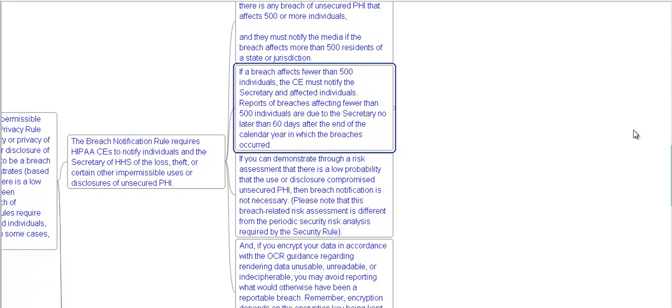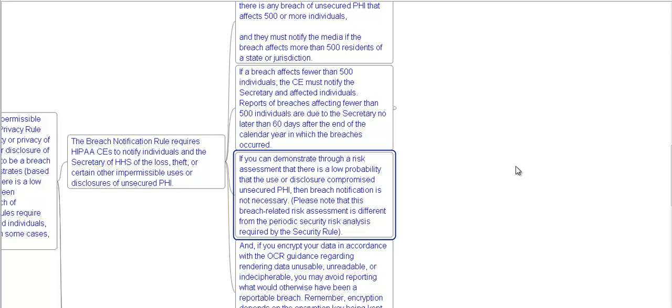If a breach affects fewer than 500 individuals, the covered entity must notify the Secretary and affected individuals. Reports of breaches affecting fewer than 500 individuals are due to the Secretary no later than 60 days after the end of the calendar year in which the breach occurred. If you can demonstrate through a risk assessment that there is a low probability that the use or disclosure compromised unsecured PHI, then breach notification is not necessary.